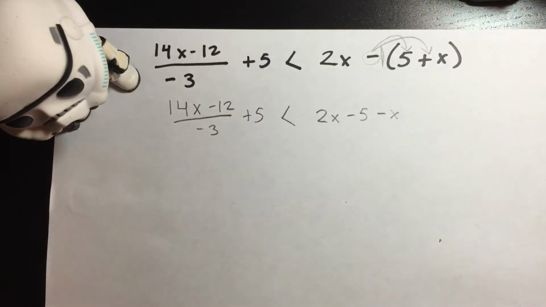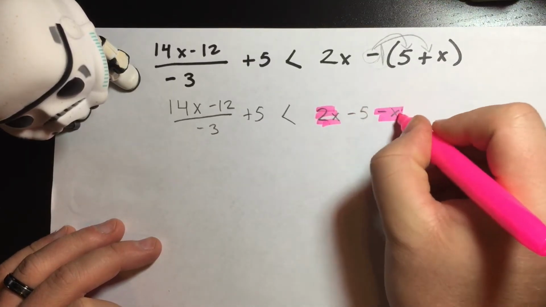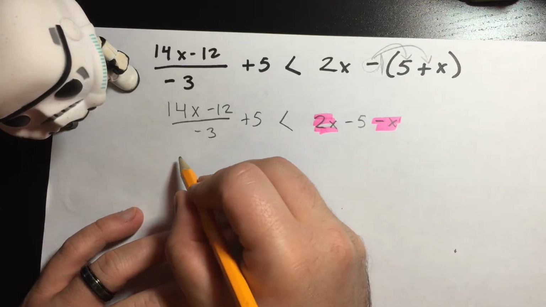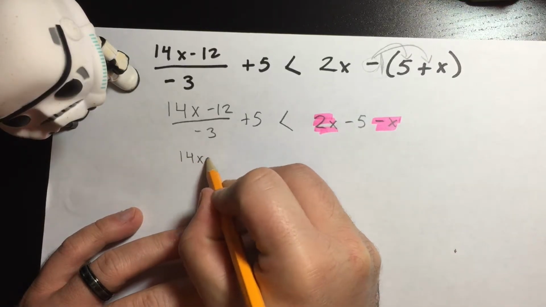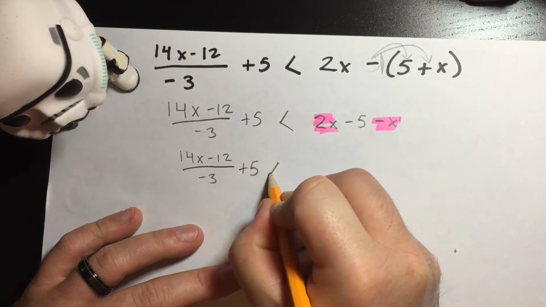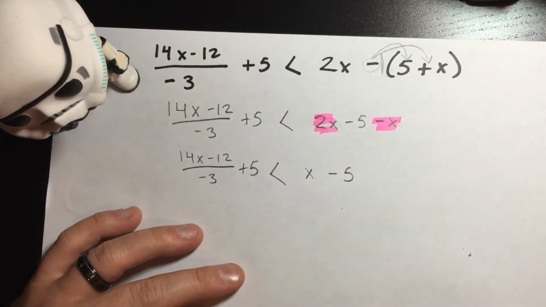Now we have to combine some like terms. Well, what are my like terms over here? I got a 2x, I got a -x. So I'm combining the things with the same variables, the same exponents. That's what like terms is all about. So I'm going to combine some like terms. So I got 14x minus 12, all divided by -3 plus 5, still on that same side. But these become x minus 5.